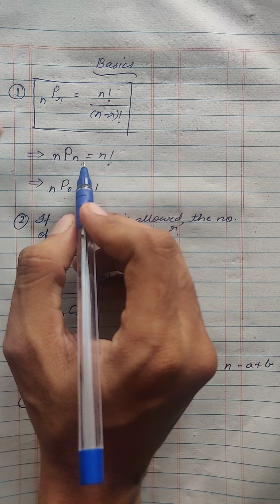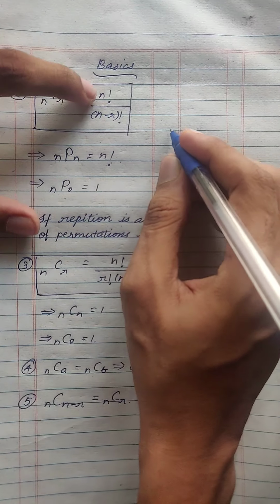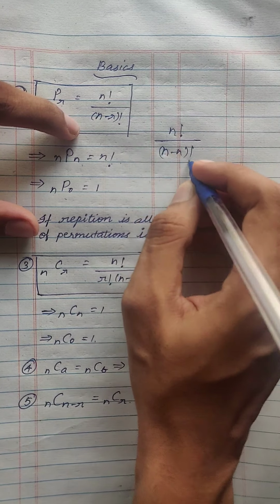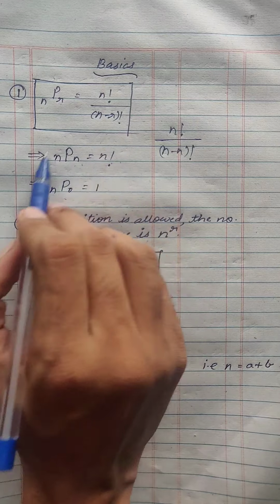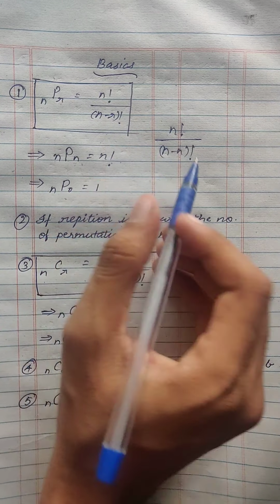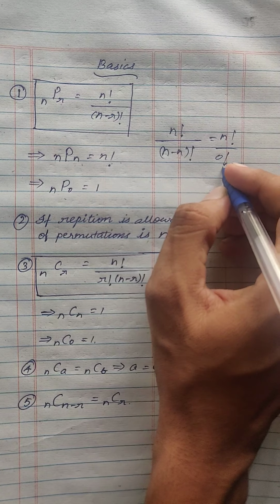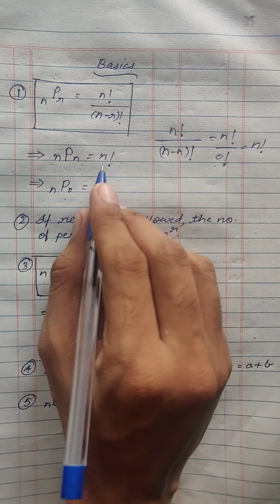We can just check how we have got this. Just apply here, you have this here, right? n factorial by (n minus n) the whole factorial, isn't it? Because r becomes n here. This is a special case. So in the place of r, you will be getting n. So then what will happen? n factorial by 0 factorial. Remember 0 factorial is 1. So you'll be getting n factorial. So that is how you got it.